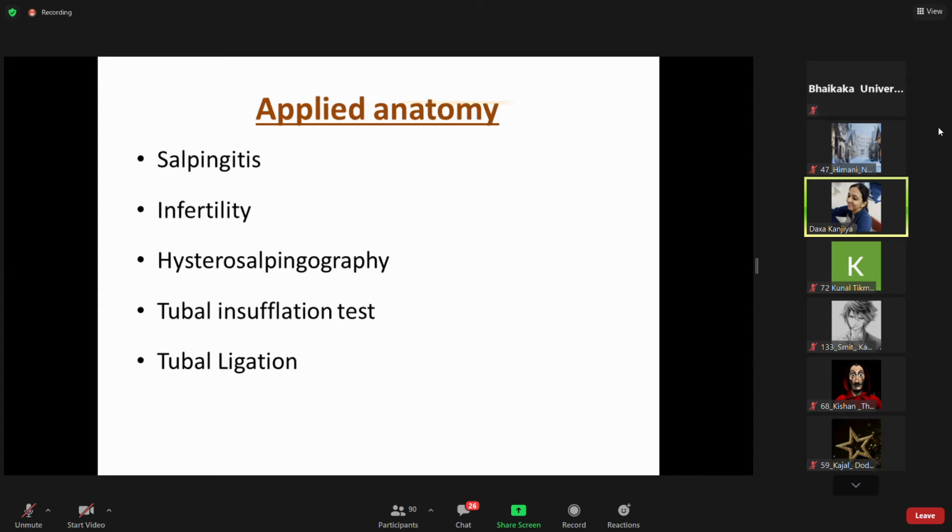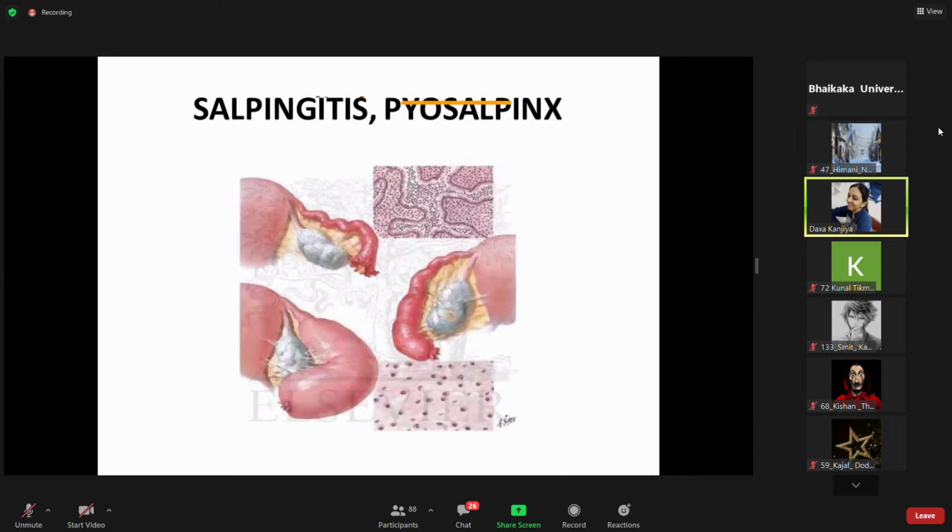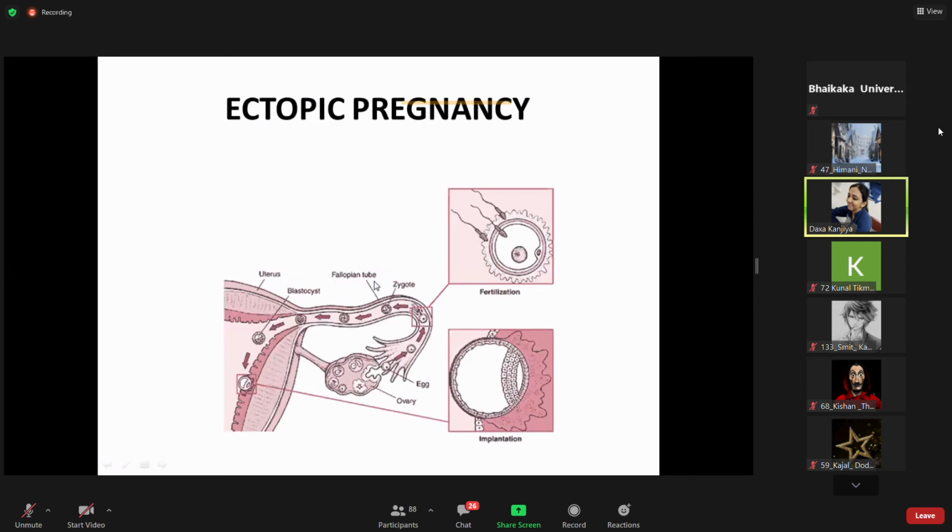Applied aspects of the uterine tube include infection or inflammation, which is called salpingitis, infertility, hysterosalpingography, tubal inflammation test, or tubal ligation. So let us see pyosalpinx or salpingitis. Here you can see the uterine tube is full of pus. So the infection or inflammatory condition related to the uterine tube is called salpingitis.